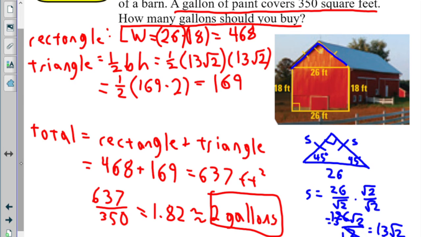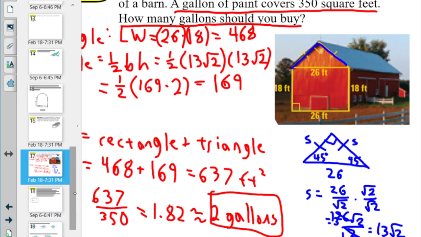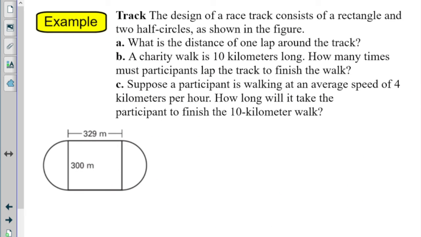All right. Again, we're going to look at a problem, a situation, and we're going to pick out whether this is a perimeter question or an area question. So, the design of a racetrack consists of a rectangle and 2 half circles. And we're being asked, what is the distance of 1 lap around the track? Is that a perimeter question or an area question? That's a perimeter question because we're asking for the distance around my track.